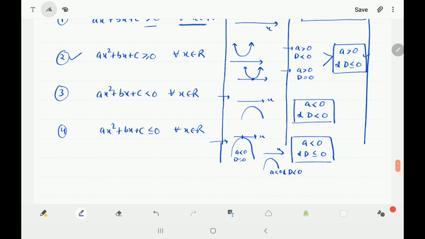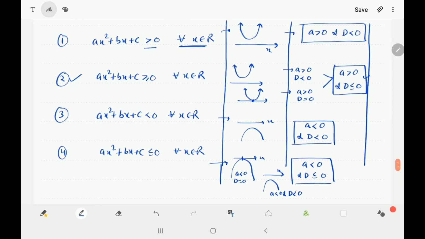I hope all these four statements are quite clear. So these statements are quite handy for solving so many problems. So try to understand them very clearly.